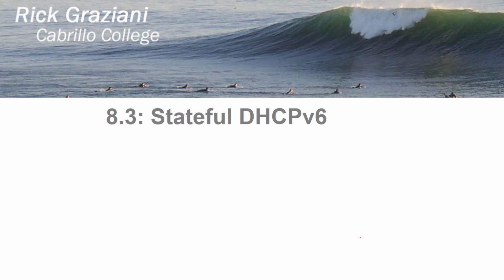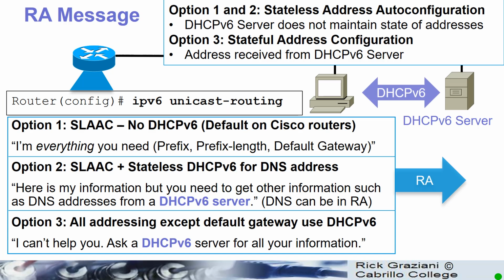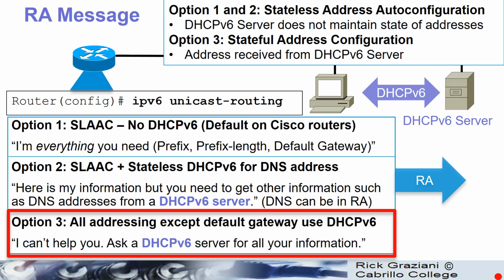Let's move into the appropriate stateful DHCP. Alright, moving on, let's talk about stateful DHCP. Again, that's going to be option 3. All addresses except the default gateway will come from the DHCP server.